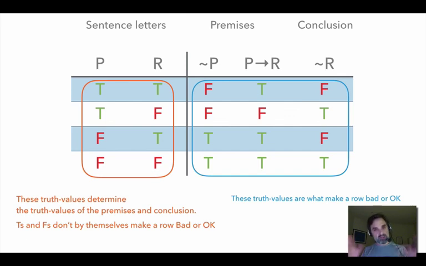So that's the conceptual approach to working with truth tables for arguments and validity. I'm going to do another video in which I actually do some examples, so you'll see how it's done.